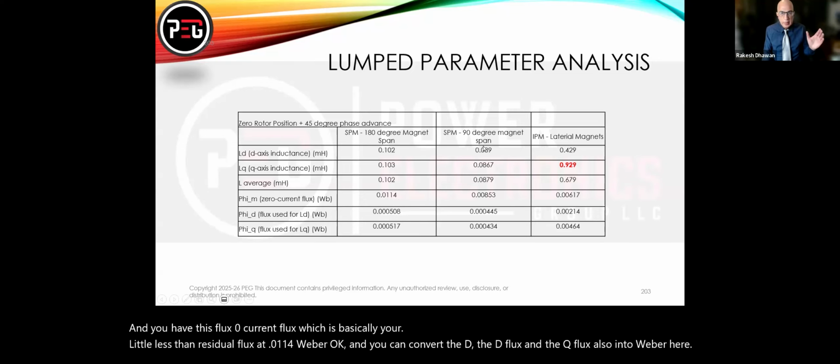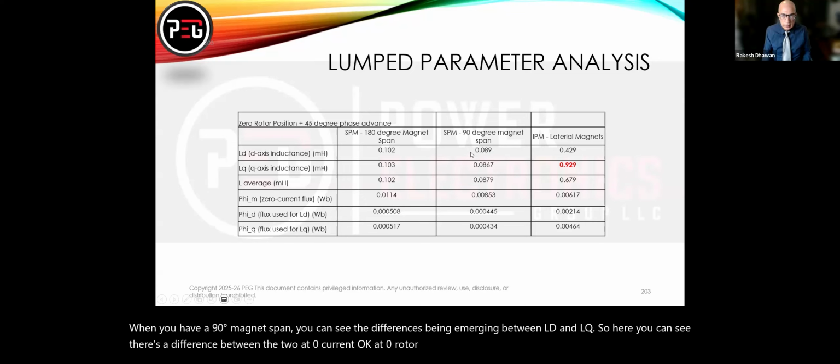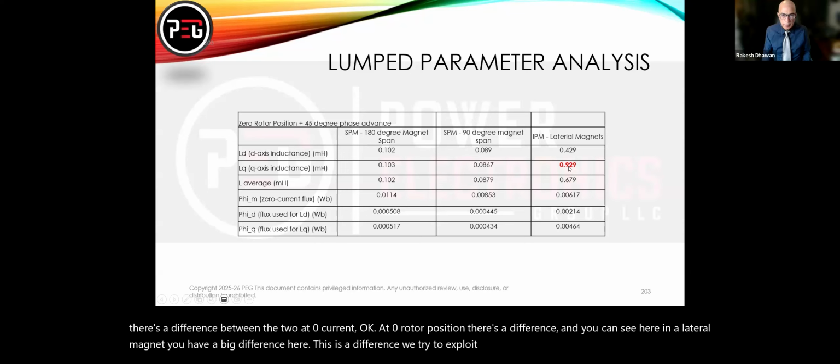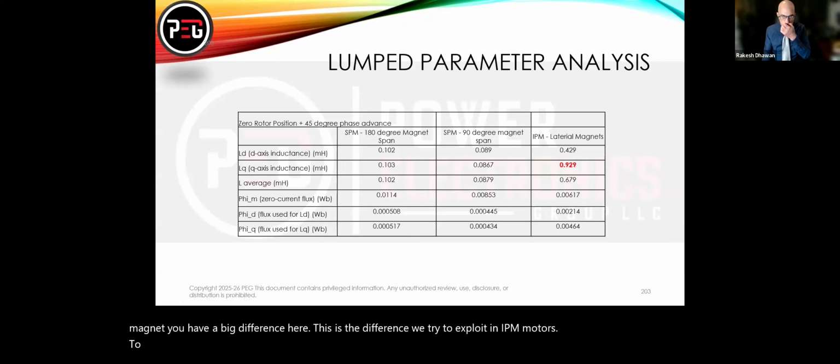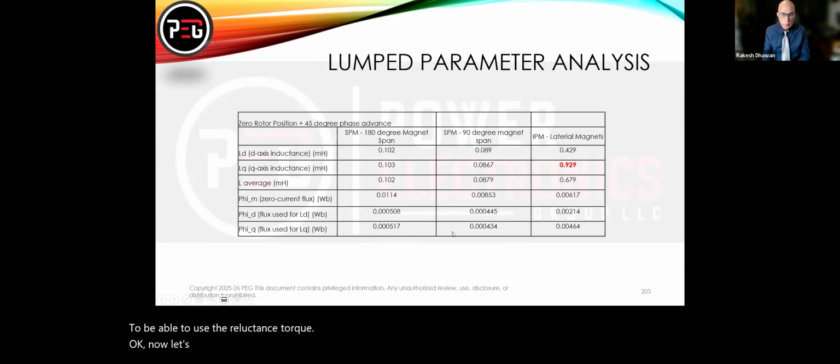When you have a 90-degree magnet span, you can see the differences emerging between LD and LQ. So here you can see there's a difference between the two at zero current, okay, at zero rotor position. And you can see here in a lateral magnet, you have a big difference. This is the difference we try to exploit in IPM motors to be able to use the reluctance. Okay. Now let's go back to, and I guess I'll come back to the simulation.